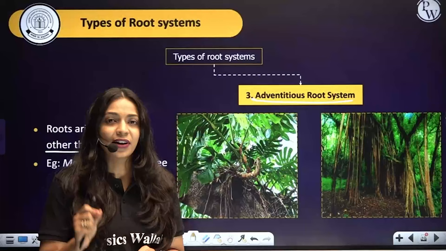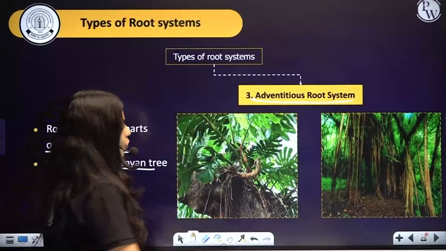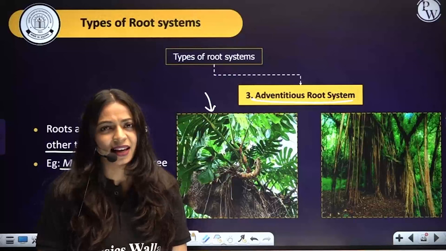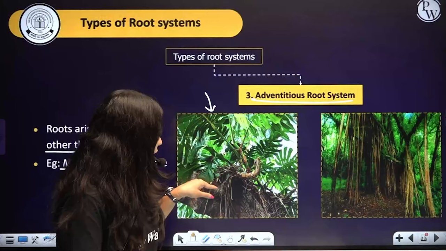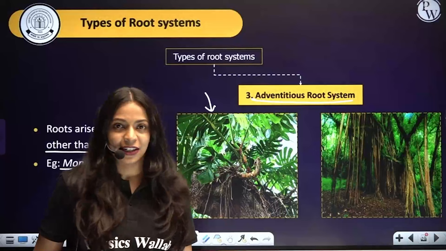Some examples of that are Monstera and Banyan. I'm sure you would have seen this plant. It is a very famous ornamental plant that you will see in houses, in offices, in restaurants. It has beautiful large leaves. In this plant, you can see roots arising from the stem. So this is an example of adventitious roots.